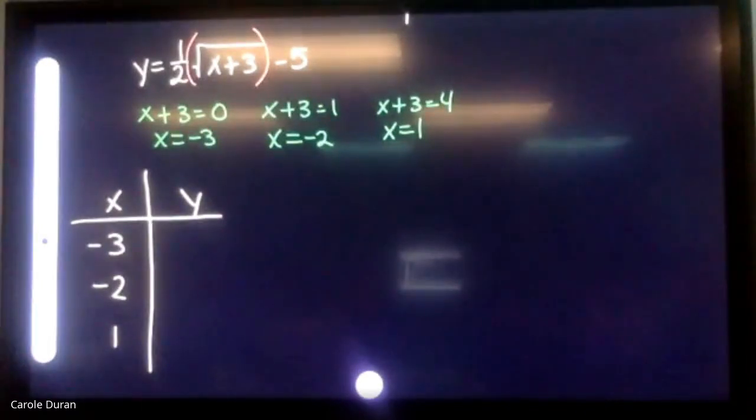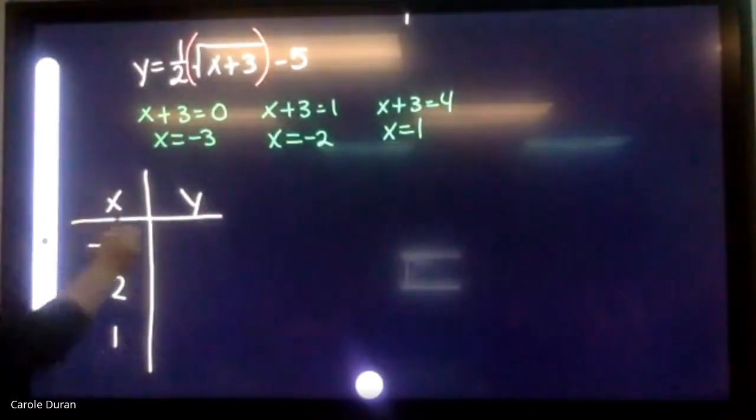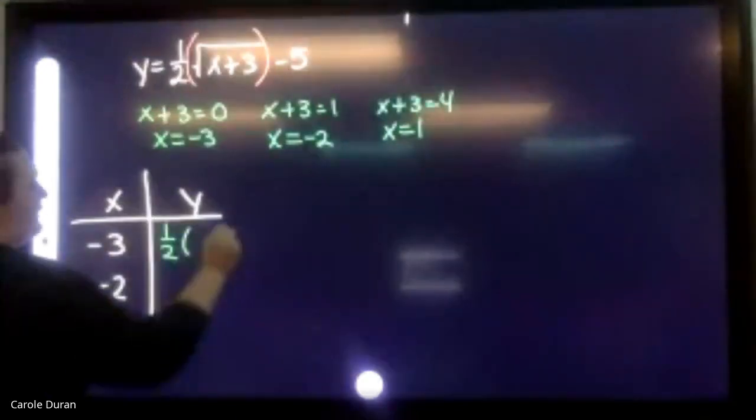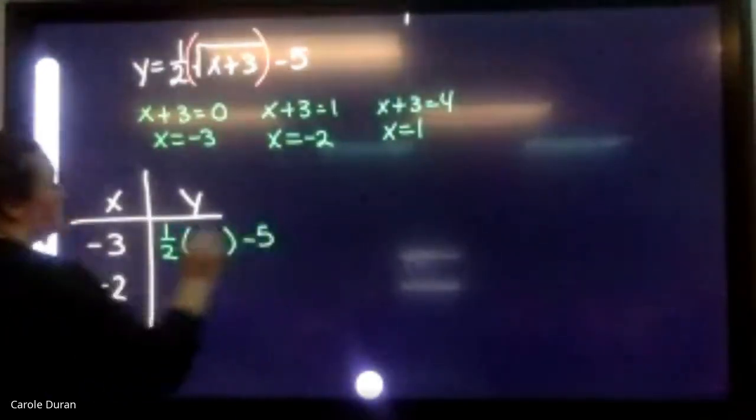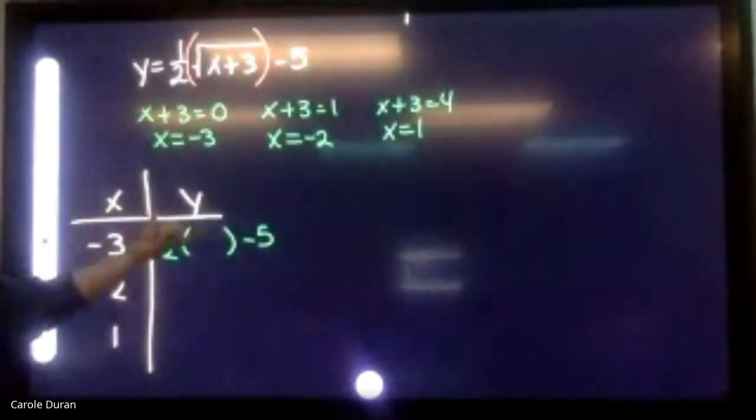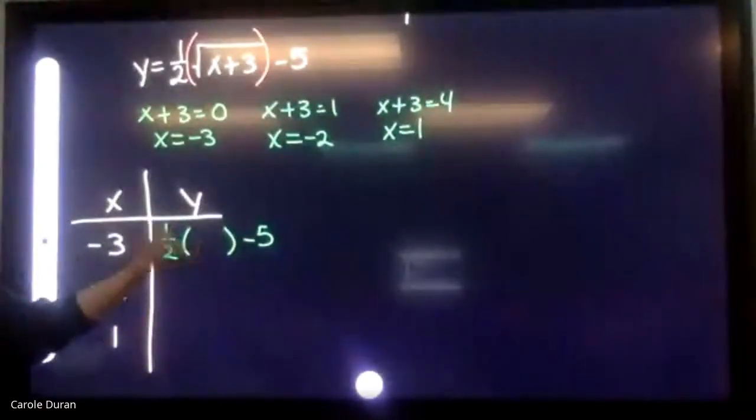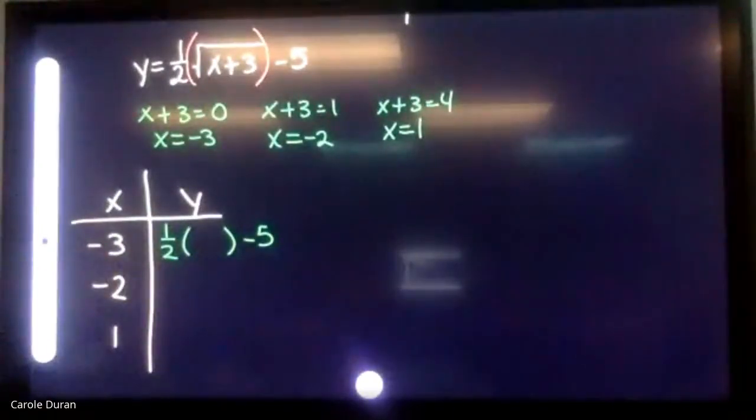Okay, so let's start with -3. I know I have the 1/2, and then I have the parentheses, and then the -5. So the only thing that's going to change is what I put inside the parentheses, and that's going to depend on what my radical comes out to be.